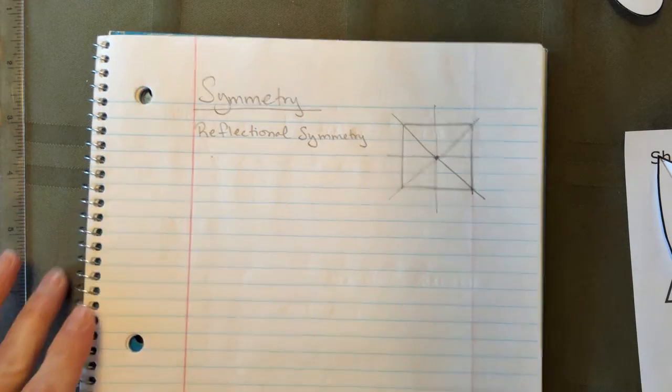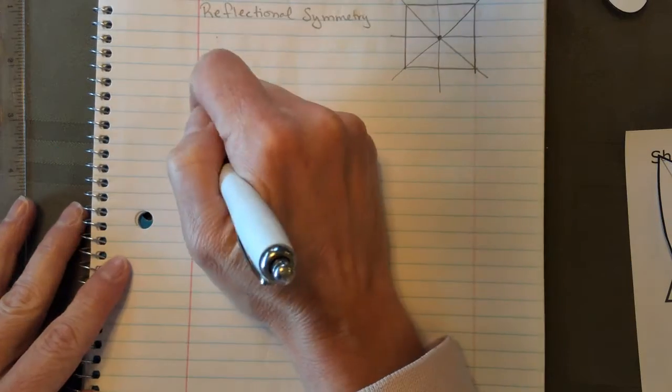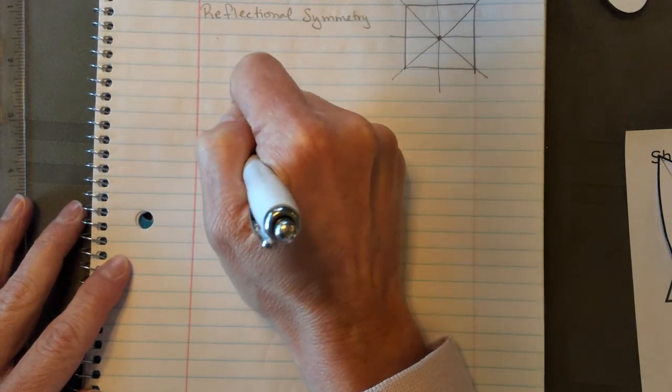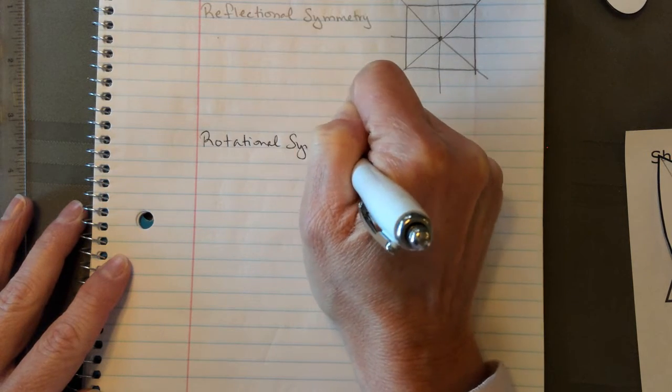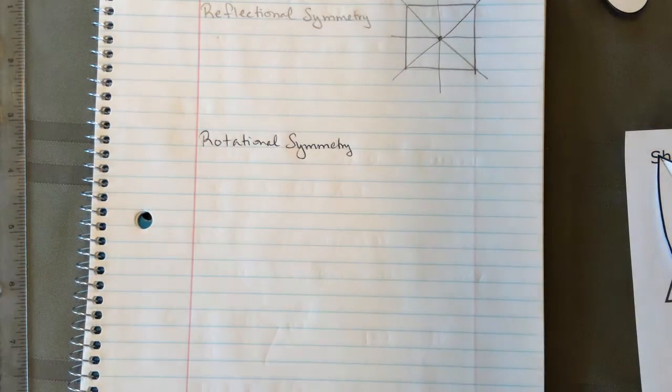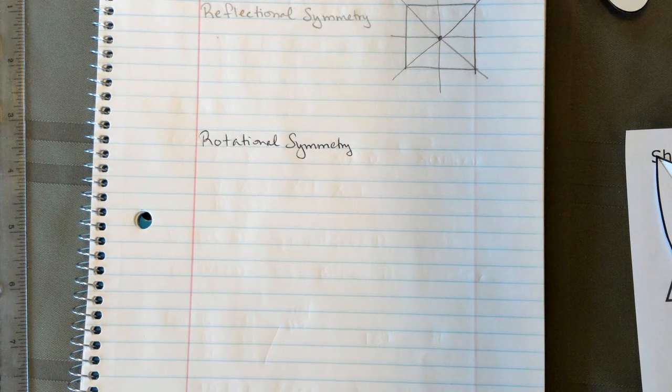So the next type of symmetry that I want to address with you is the concept of rotational symmetry. Okay, so to rotate means to turn, and symmetry means to turn back onto itself.